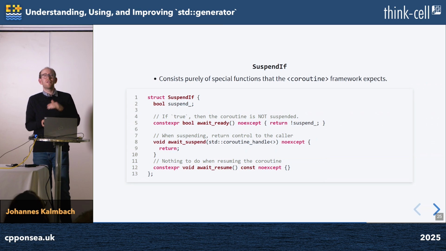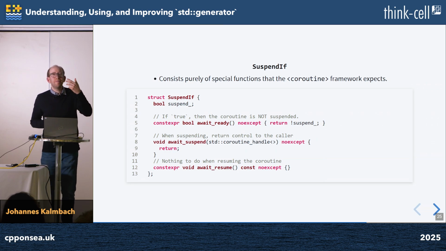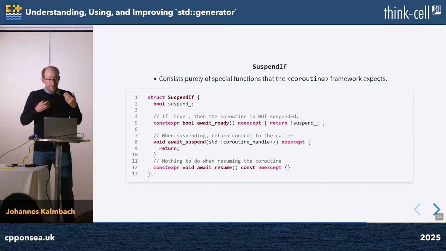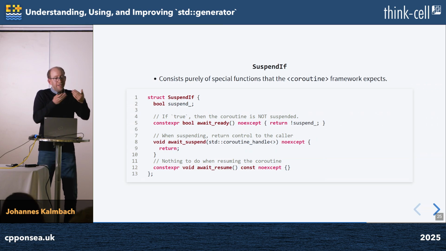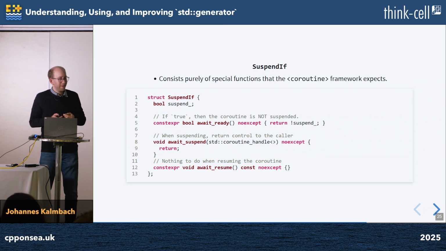This is basically the coroutine machinery asking the struct, do you immediately know if I can continue, or should I put myself to sleep in some way? And this says this awaitable is ready, so you can immediately continue if we should not suspend. So it's just the inverted thing here. That's why we negate our suspend variable.